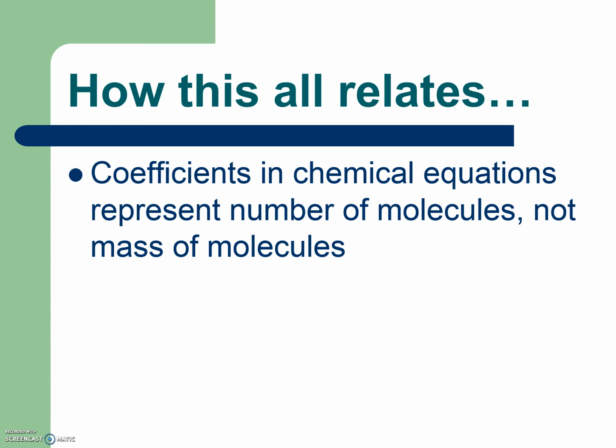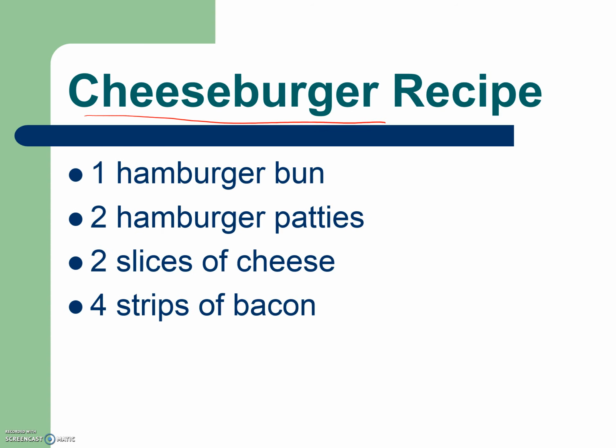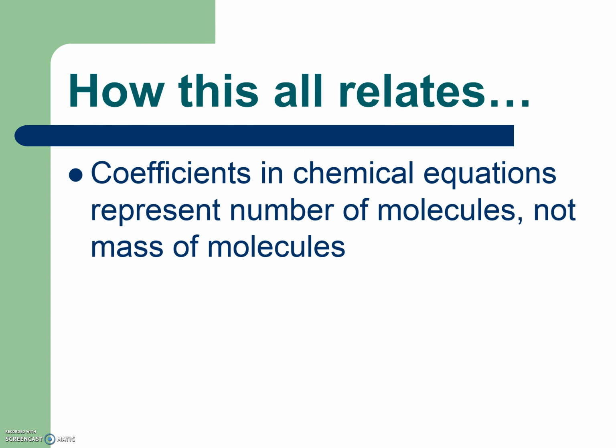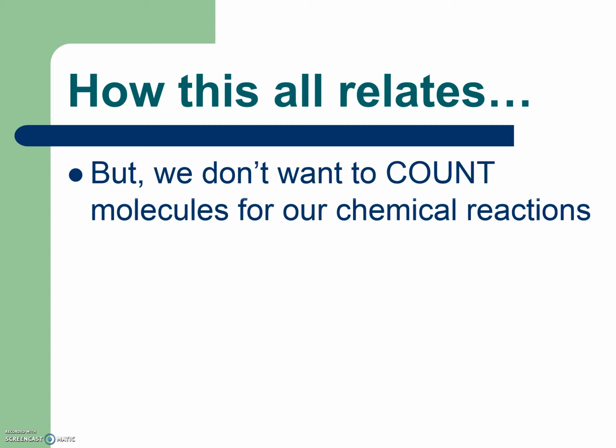So I don't ever look at a recipe like I have for my cheeseburger and say that I need 1 gram, 2 grams, 2 grams, and 4 grams. It doesn't work that way. We look at it as an amount, and that's going to be the same way we do here. And we're going to explore this analogy deeper in class. But we don't want to count molecules for our chemical reactions. I don't want to go and count that I need 25 sodiums. That doesn't make sense. Sodium is so small that wouldn't work.